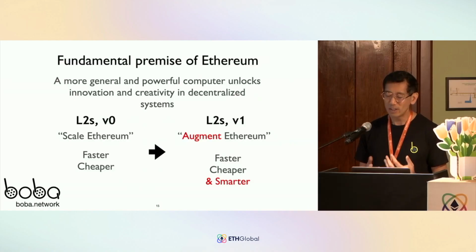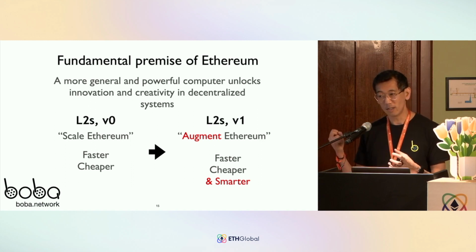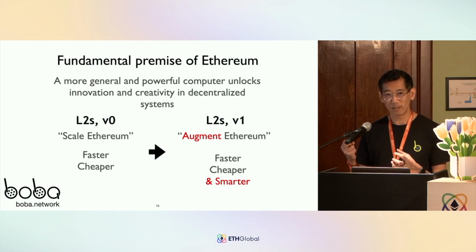And what really sets us apart at Boba here is we're enabling developers to build smarter applications on Ethereum. We're not just scaling it in a traditional sense of making it faster and cheaper. We are augmenting Ethereum by enabling you to build applications that can include algorithms that are much more complex than what you can execute on Ethereum layer 1 itself.